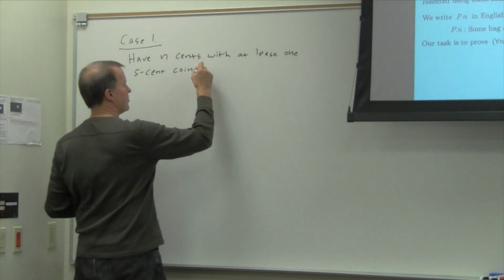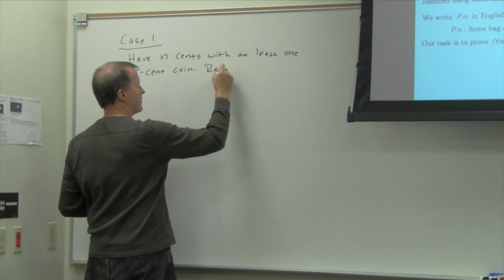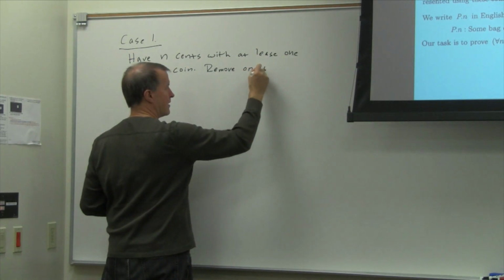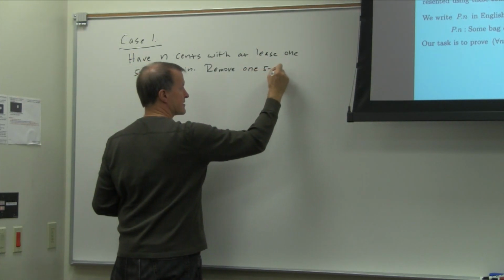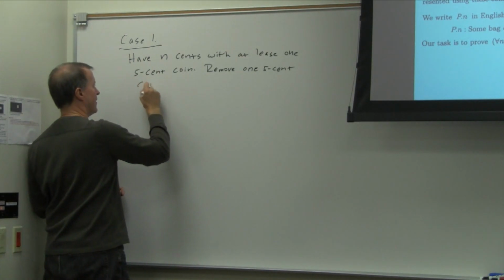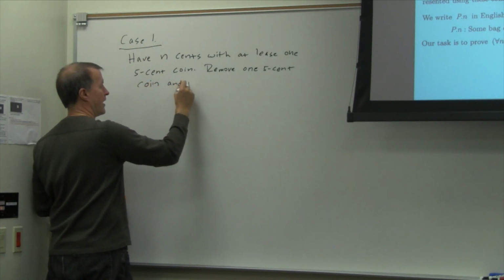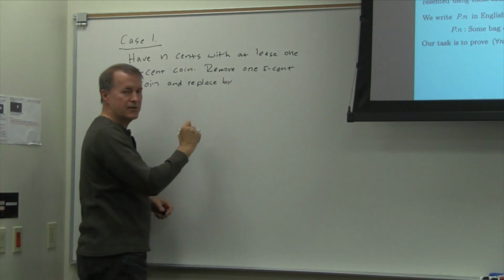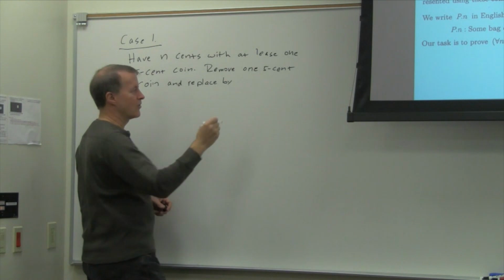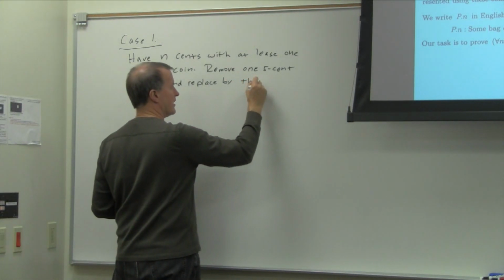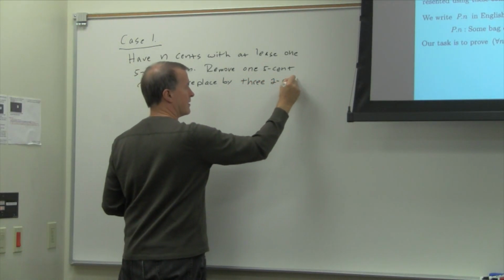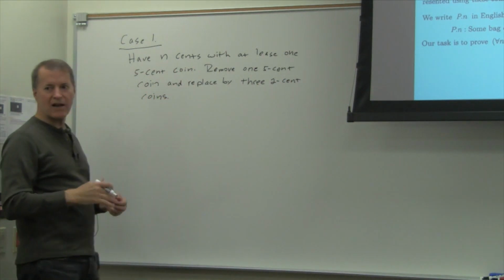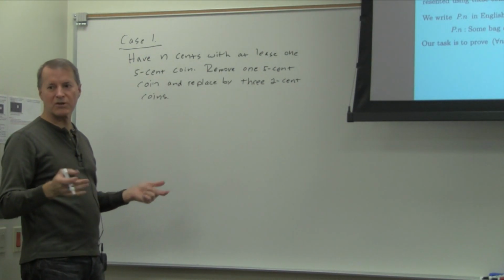Yes. So remove 1 5-cent coin and replace by how many? 3 2-cent coins, and the conclusion is that we have n plus 1 cents with only 2s and 5s.